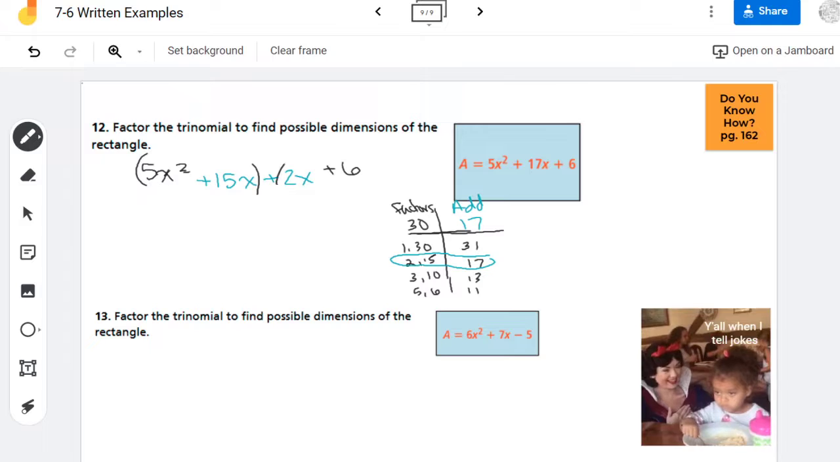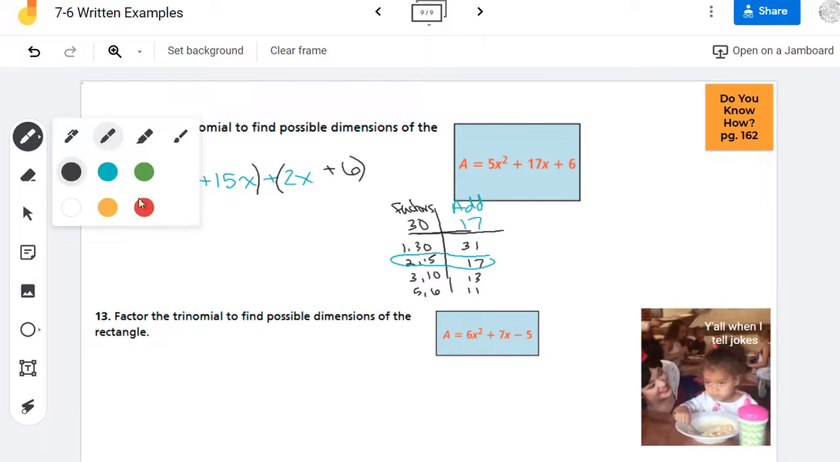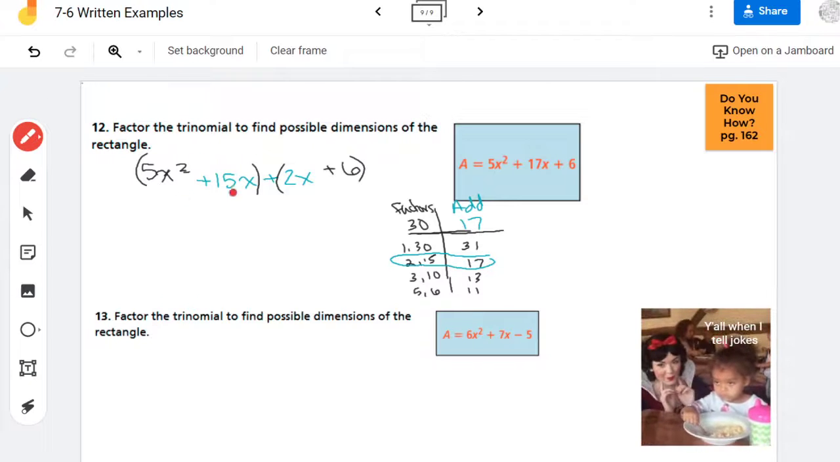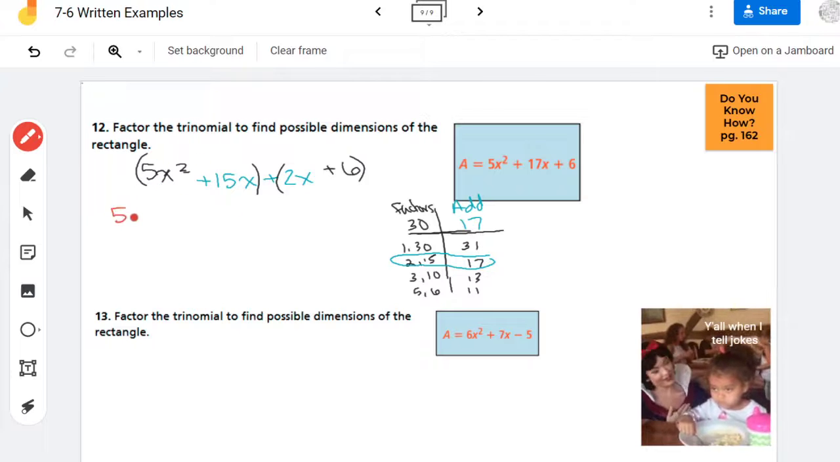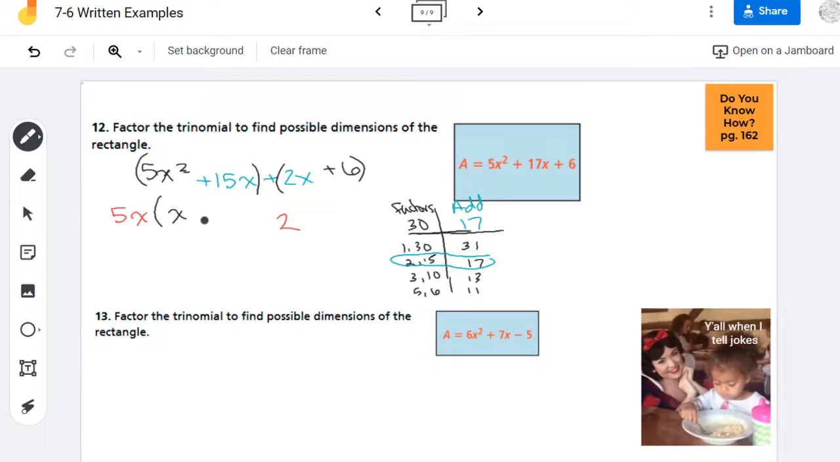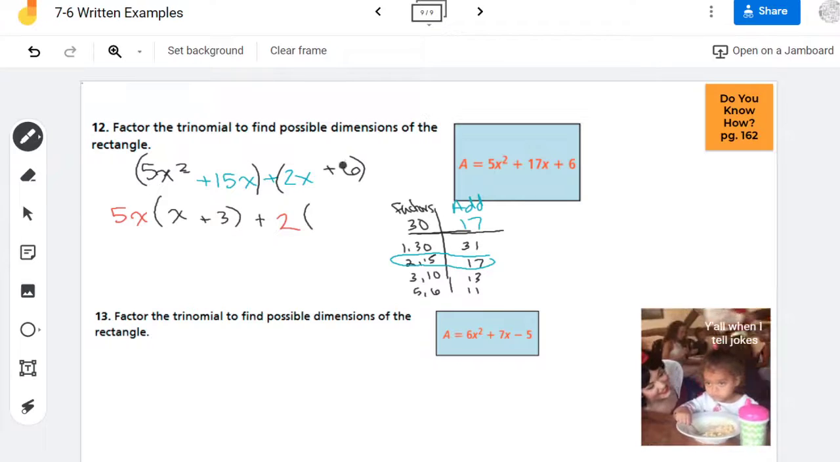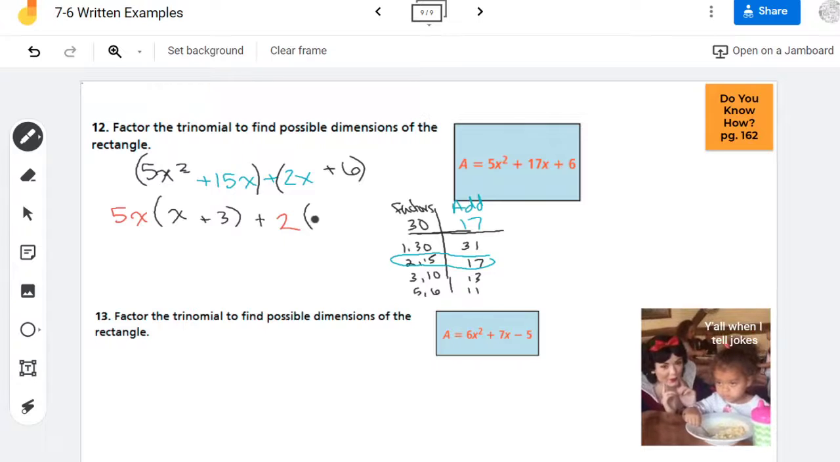So now I break them up to where that plus is between the two sets of parentheses, and I'm factoring out my GCF. In that first set of parentheses, my GCF is 5x, and in my second parentheses, my GCF is 2. So 5x squared divided by 5x is x, and 15x divided by 5x is 3. And in my second parentheses, 2x divided by 2 is x, and 6 divided by 2 is 3.